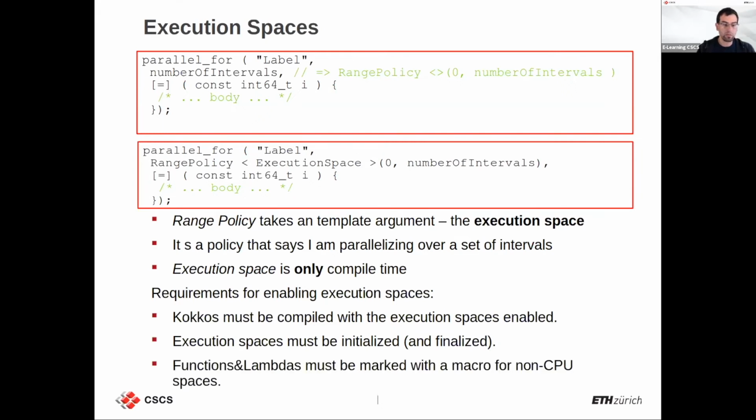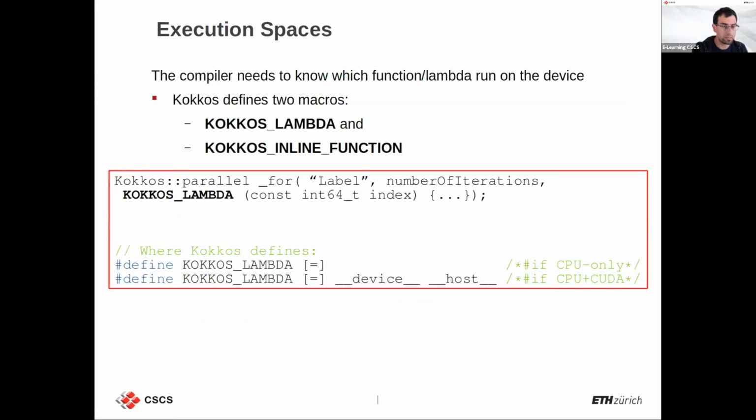But more important, functions and functors, and lambdas, must be marked with a macro for non-CPU spaces. Why? Now I will show you. The lambda must be marked because otherwise the compiler doesn't know that this lambda must be run on your device. If you have a code that's running on OpenMP on CPU, there is no problem. But if you run CUDA, you have to tell the compiler, hey guys, this lambda must be run on the GPU. So how can we tackle this problem, since we would like to have the same code for OpenMP and for CUDA, and of course also for the other execution spaces?